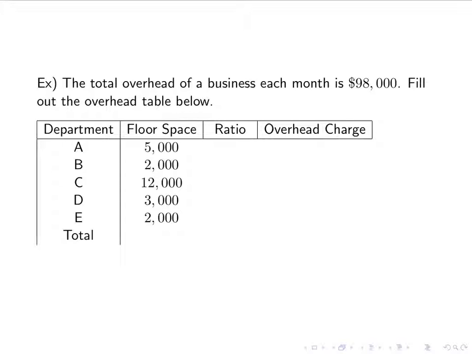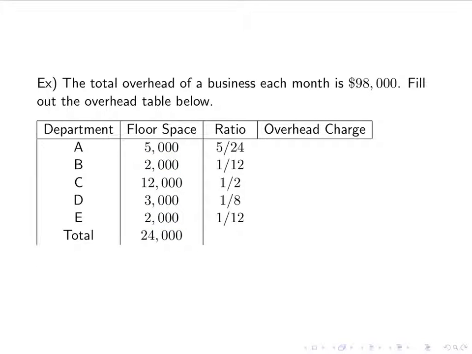So I'm going to add up all of my floor space and get the total. And I should be getting 24,000. And again, for the ratio, I can cancel 3 zeros every time I do the division. So for department A, I have 5 over 24. I can't simplify that. So I'm going to leave it as 5 over 24. For B, I have 2 over 24, which does simplify into 1/12. For department C, 12 over 24. Again, that does simplify to a half. For D, I have 3 over 24. Again, that simplifies, 1/8.